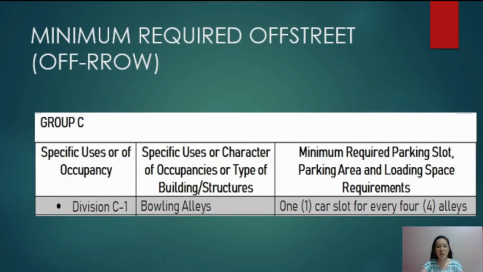We're going to continue the discussion about Group C. For the specific uses or occupancy, Group C is divided into two divisions: division C-1 and division C-2. For the first division, we have here bowling alleys, and for the minimum required parking slot, parking area, and loading space requirements, we have one car slot for every 4 alleys.